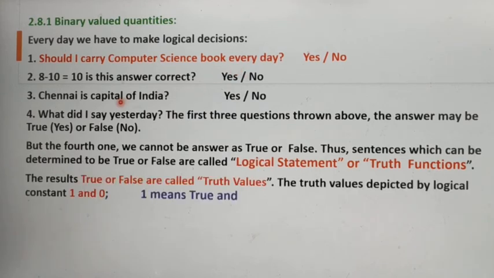Next, the results true or false are called truth values. The truth values are defined by logical constants, the values in the form of 1 and 0. 1 means true and 0 means false.